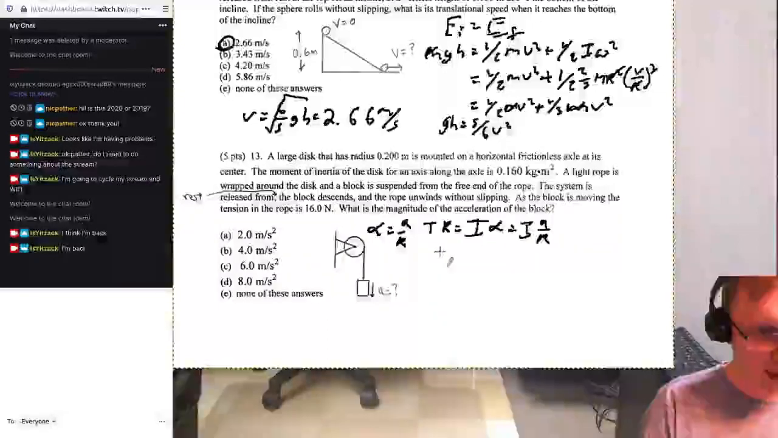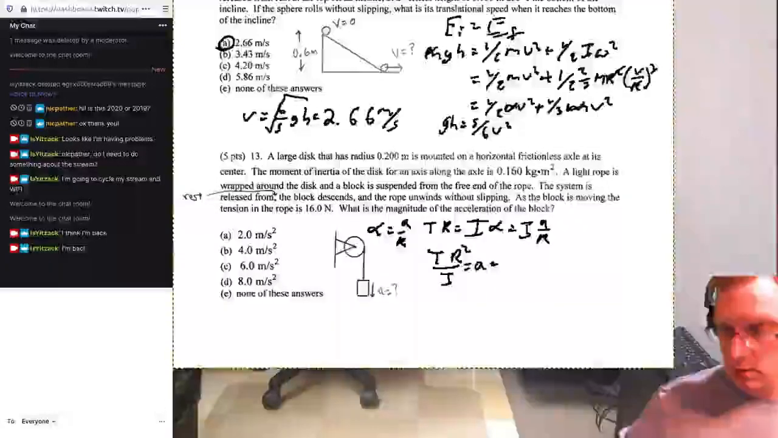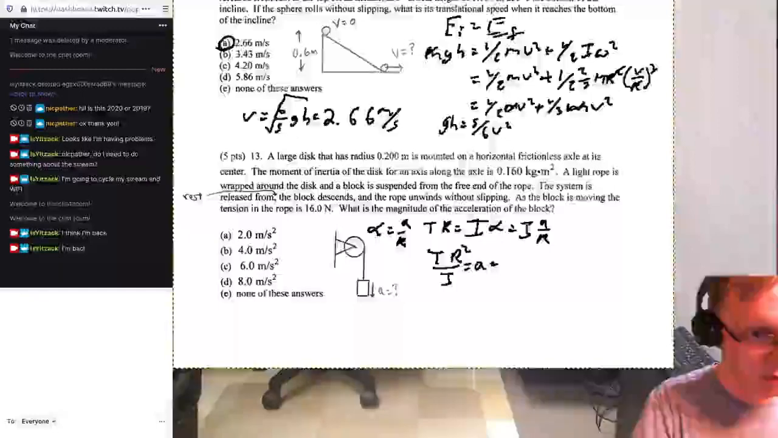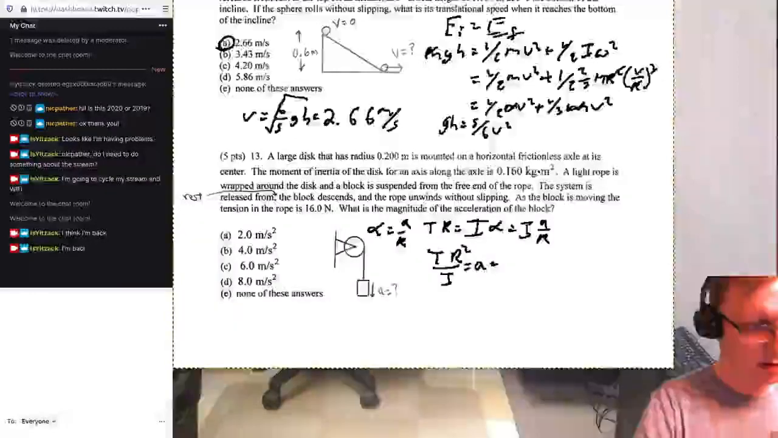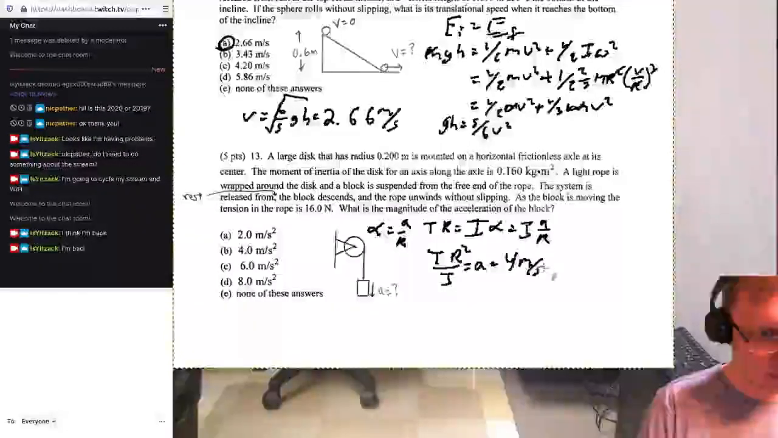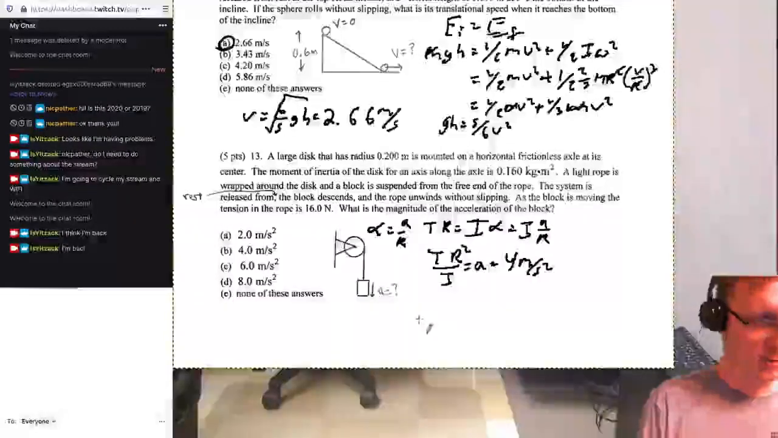So that would mean that t r squared divided by I is equal to a, and we find that to be tension 16 newtons times the radius of 0.2 meters squared divided by moment of inertia of 0.16 is 4 meters per second squared. That would probably be the easy way to do that.